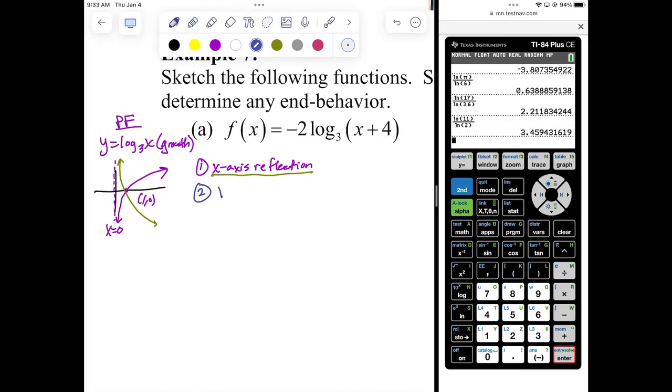If it's multiplied out front? Vertical stretch by a factor of 2. That's going to make the graph a little steeper. Do we typically show that on our graph? No, we just know that it's a little bit steeper. I'm not even going to show that, but it makes it a little bit steeper. Actually, I think I will show it. It makes it just a little bit steeper. It looks something like that.